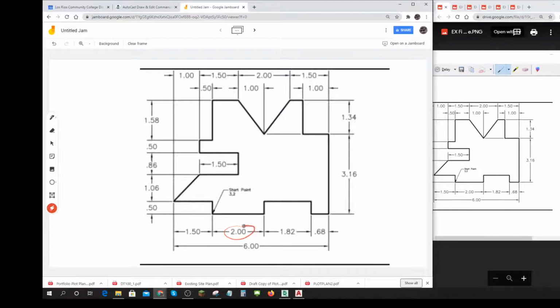Go over 2. Here. Up 0.5. Go down over 0.82. 0.5. 0.68. 3.16. 1.